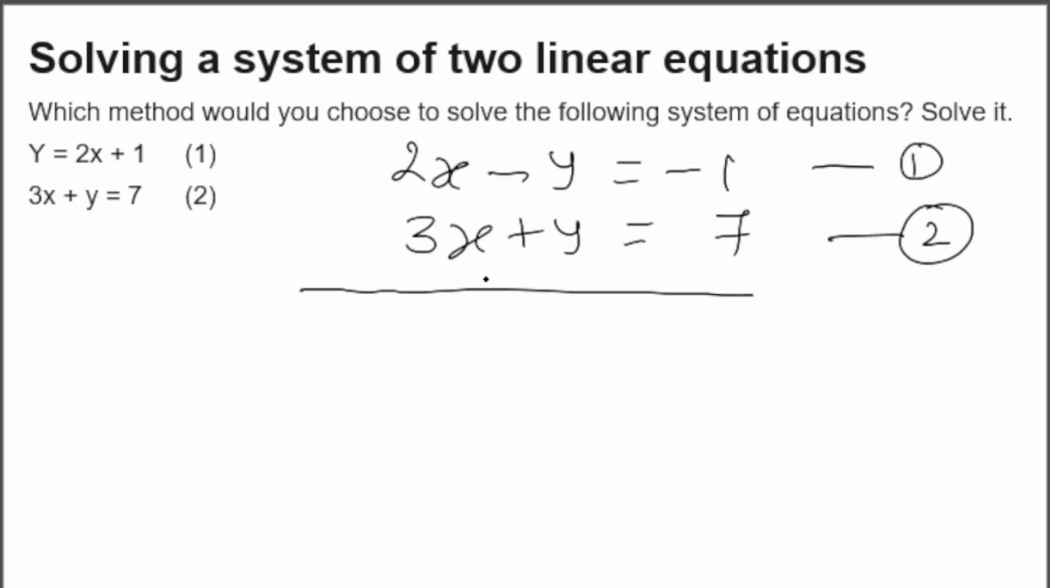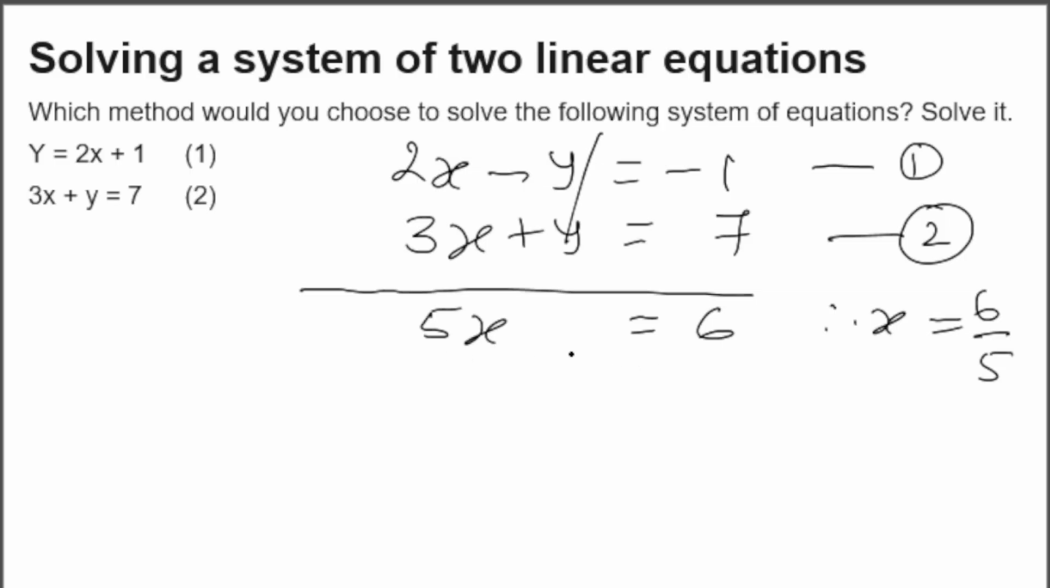So in this method, we have to add or subtract both equations to eliminate one variable. In this case, it is very easy to eliminate y because this is negative, this is positive, and these two will be added. So 5x is equal to 7 minus 1, 6. Therefore, x is equal to 6 upon 5. Because if we divide both sides by 5, we will get x is equal to 6 upon 5. Or you can say, if we shift this 5 to the right hand side, here we are multiplying x with 5.